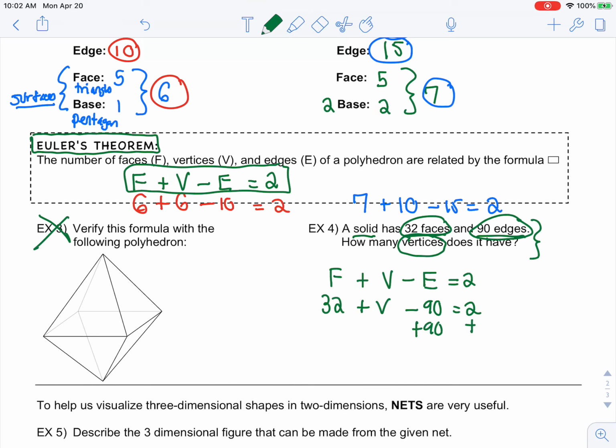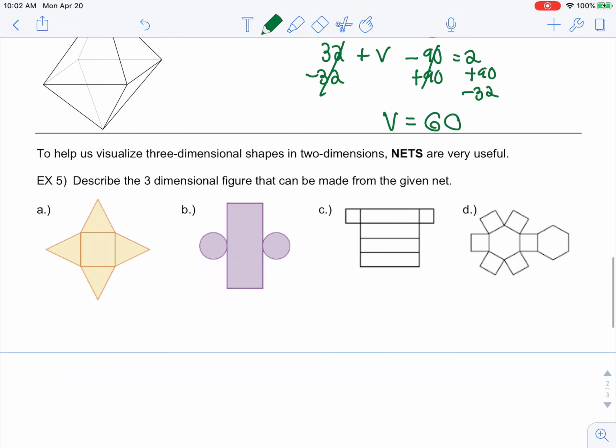So if we start with adding 90 to the other side and subtracting 32 from the other side, that should isolate the vertices, and 2 plus 90 minus 32 is 60. So this is going to have 60 vertices.